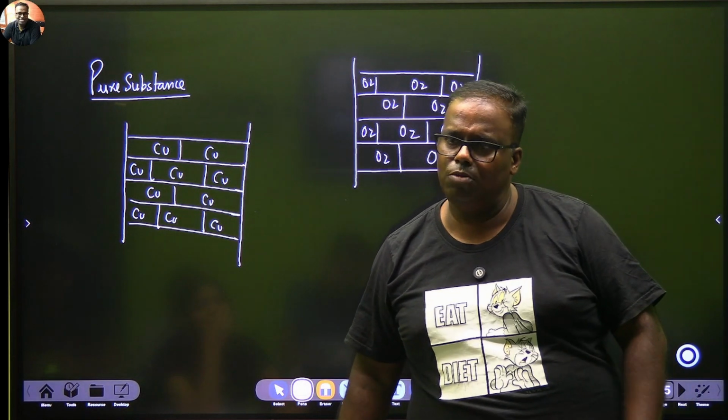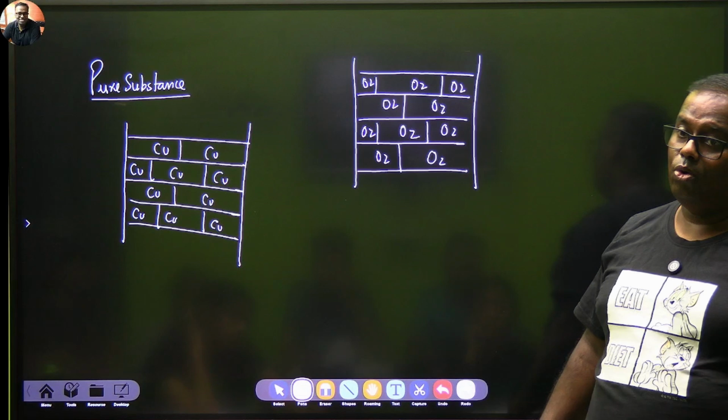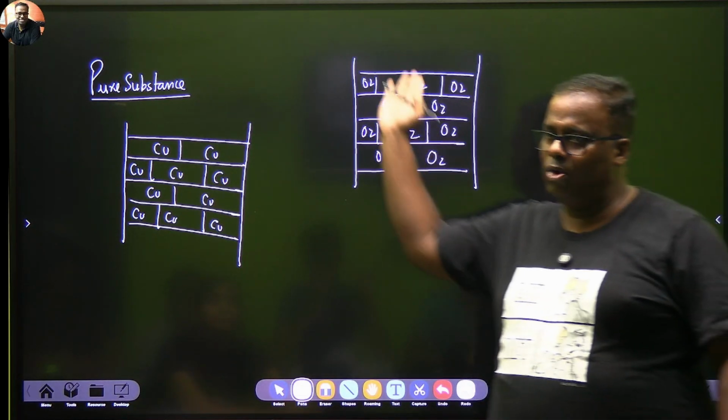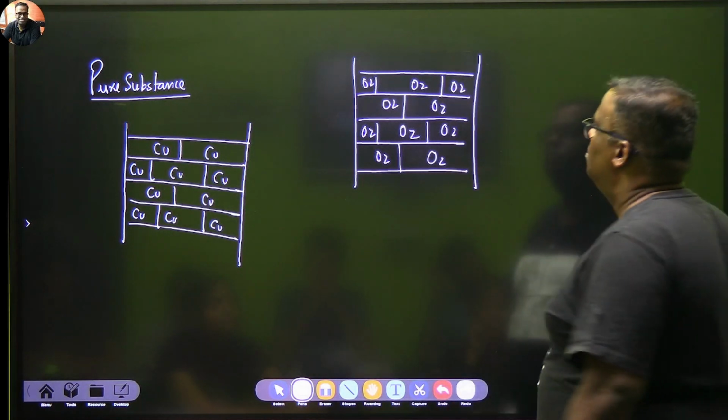Do you see any other molecule here? No. Each oxygen molecule has got only oxygen atoms inside it. So can I say that this is one kind of particle? Yes. So is this pure? Yes. My third wall.